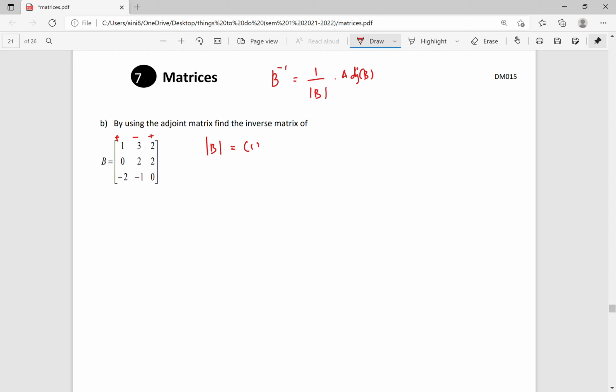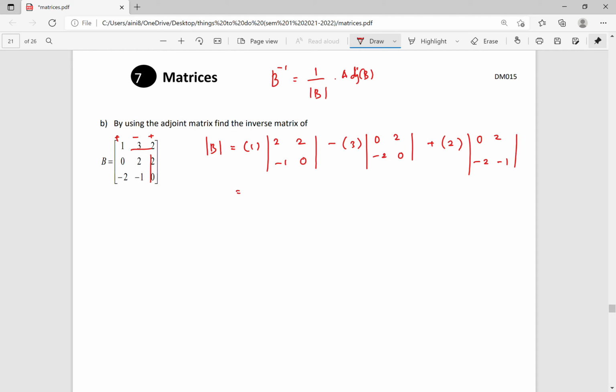So the first element times the minor 2, negative 1, 0, minus the second element, negative 3. So you have to delete the row and the column for 3. So 0, negative 2, 0. And the third one is plus 2. The element is 2, and then the minor is 0, negative 2, negative 1.